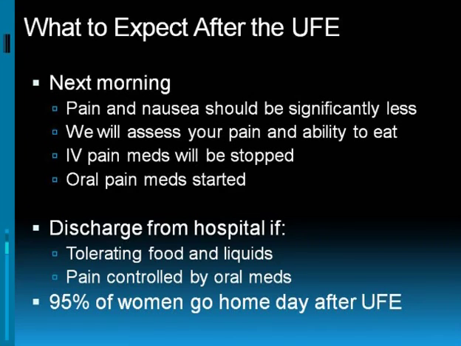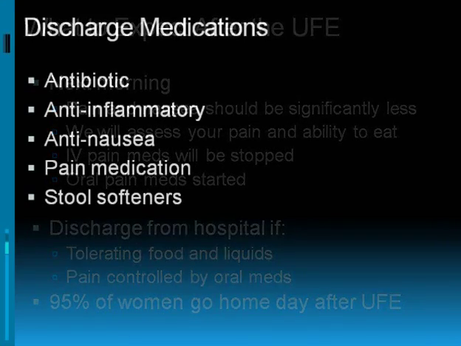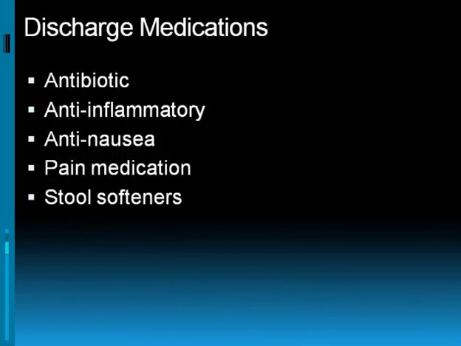I will say that there are about 5% of women who have enough persistent pain or nausea that we have to keep them in the hospital an extra day or two, but it's rarely more than 2 days. You will typically be sent home on the medications that are listed here. There will be an antibiotic to help prevent any infection, but we also will send you home with an anti-inflammatory medication, some anti-nausea medications, something for pain, and stool softeners.